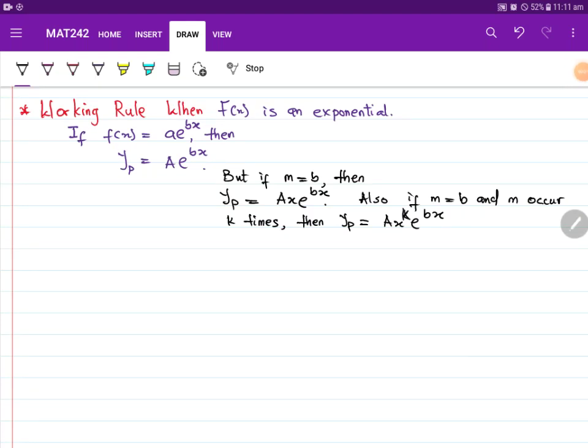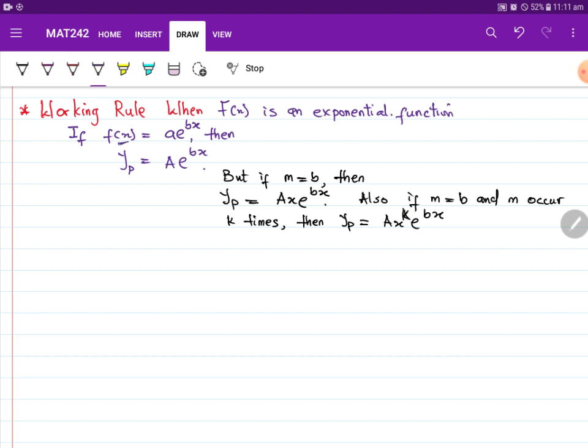Okay, here we'll be looking at when f of x is an exponential function. In our previous video, we've considered when f of x is a constant, when f of x is a polynomial. Here we'll be looking at when it is a what? It is an exponential function. Okay, now let's look at the definition.